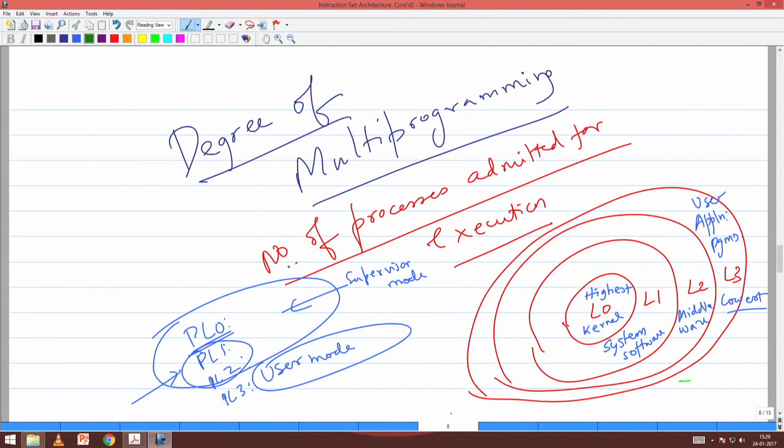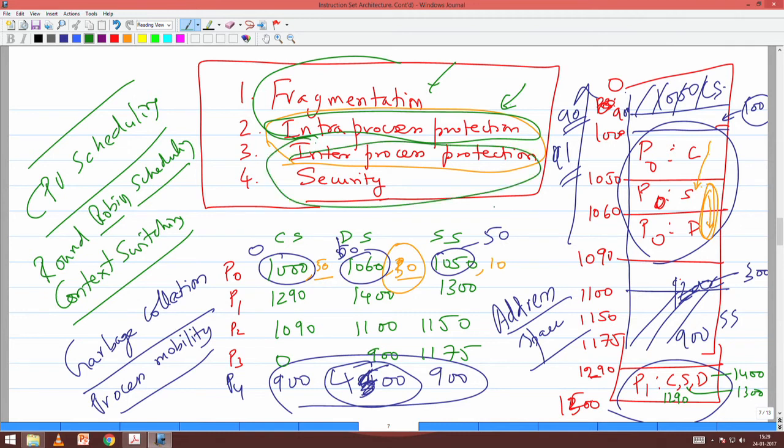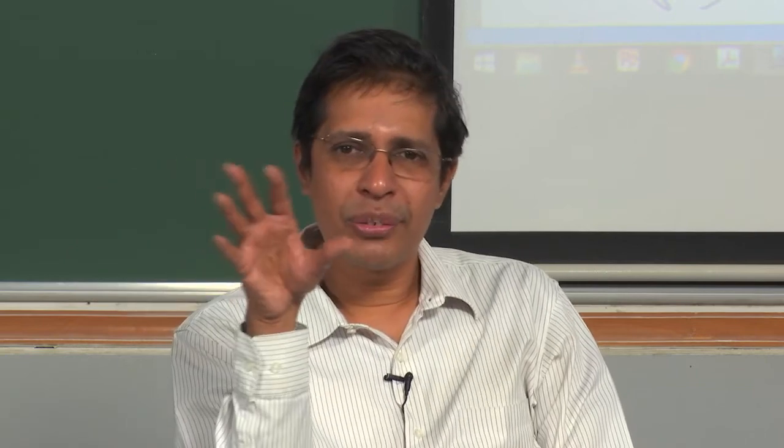There are a lot of benefits of segmentation. I have already explained what fragmentation is. Intra-process protection we will do in the first assignment itself, while inter-process protection and security we will do in the fourth assignment. The first assignment is on segmentation, the second on interrupt service routines or exception handling, the third on virtual memory, and the fourth on task switching. We will do all these 4 assignments.